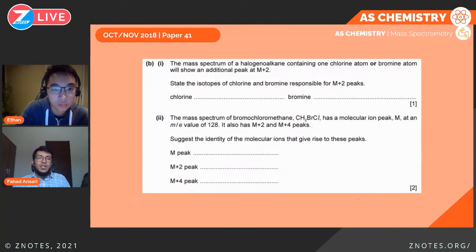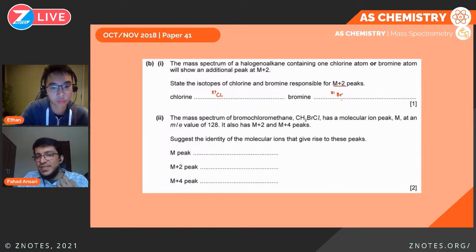Right, next question. The mass spectrum of a halogenated alkane containing one chlorine atom or bromine atom will show an additional peak at M plus 2. State the isotopes of chlorine and bromine responsible for M plus 2 peaks. So obviously for chlorine, this is going to be the heavier isotope, which is chlorine 37. And for bromine, it's going to be bromine 81, right? The two heavier isotopes of chlorine or bromine will result in the mass to charge ratio of the molecular ion peak increasing by 2 units.